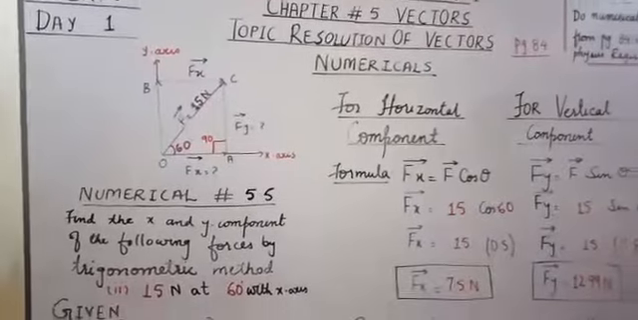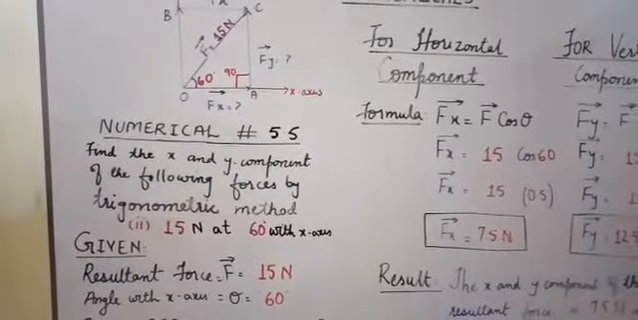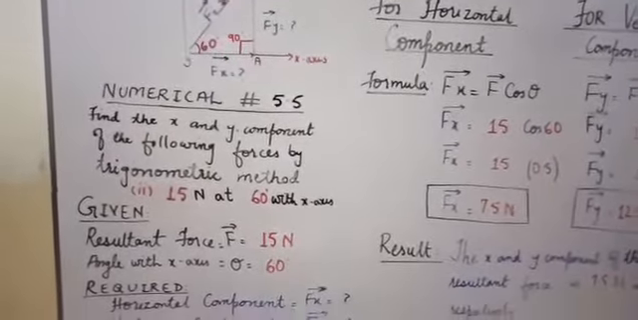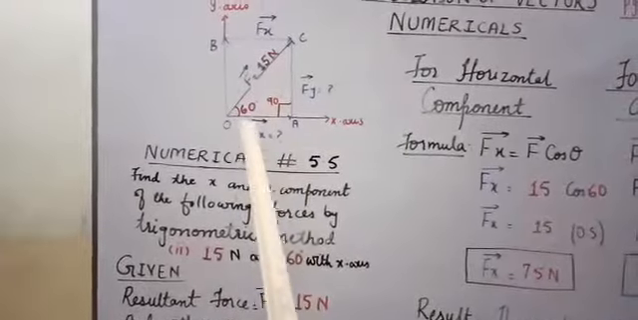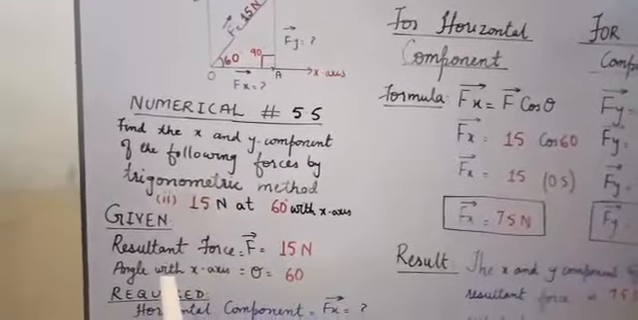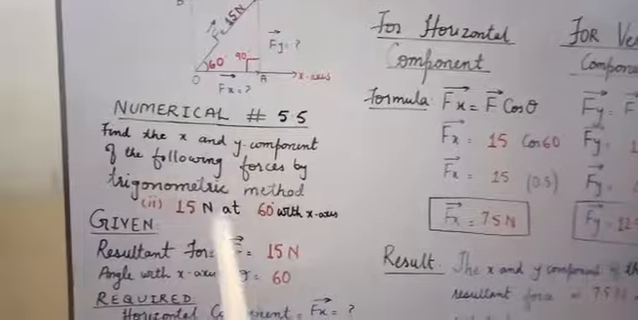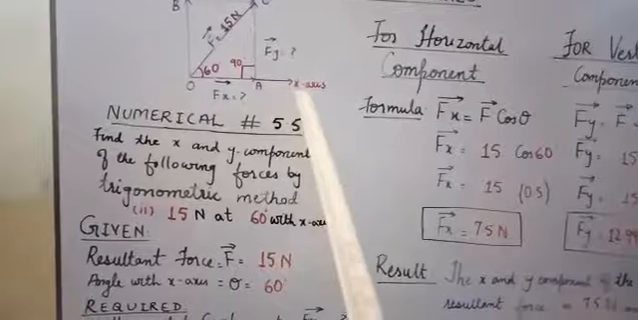15 Newton at 60 degrees with the x-axis. Okay? So I will just solve it for you and then I will show you how I have done it. This is part 2 of numerical 5.5, which says find the x and y component of the following forces by trigonometric method. Here in part 2, the resultant force is 15 Newton, and it is lying at 60 degrees. So the same methodology: the resultant force is 15 Newton, and the angle theta which this resultant force is making with the x-axis is 60 degrees.